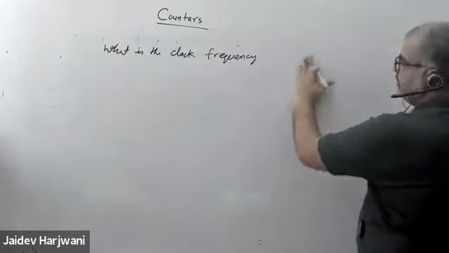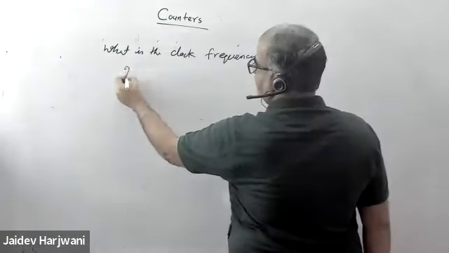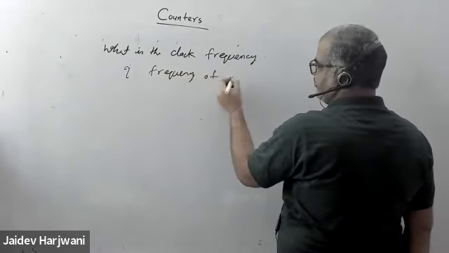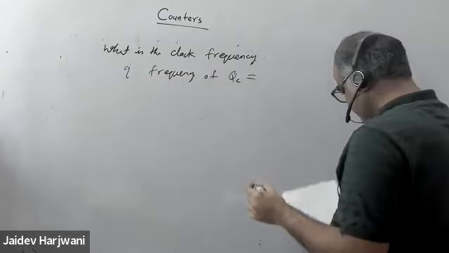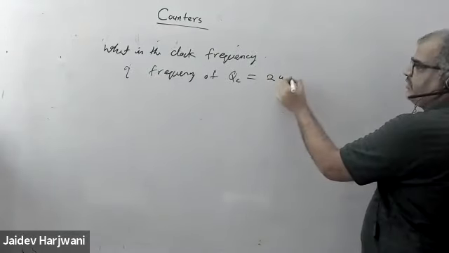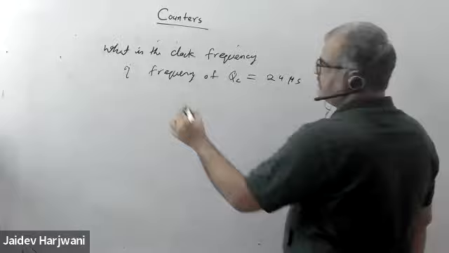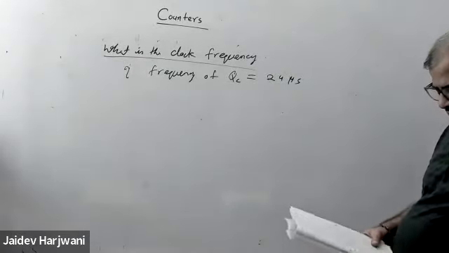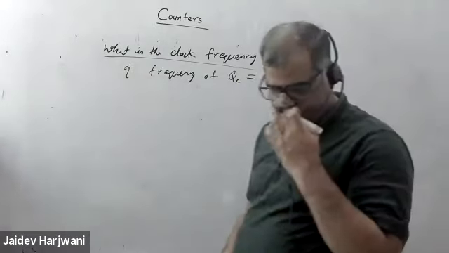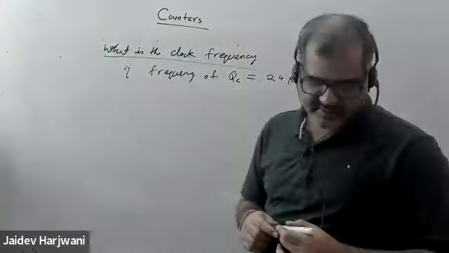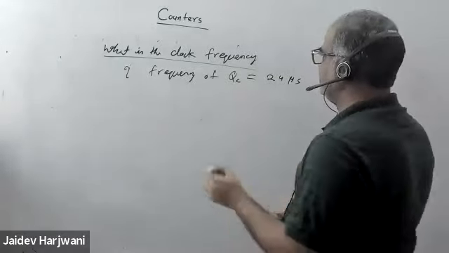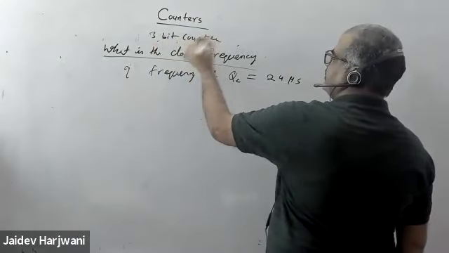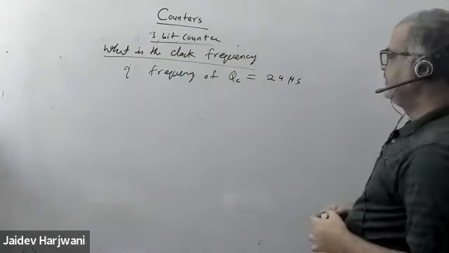What is the clock frequency? He is asking for the frequency of the clock. If the frequency of QC is equal to 24 microsecond, what is the frequency of the clock? Tell me, what is the frequency of the clock? So this is a 3-bit counter, ABC, 3-bit counter. I am asking about the same one we did last, the 3-bit counter.